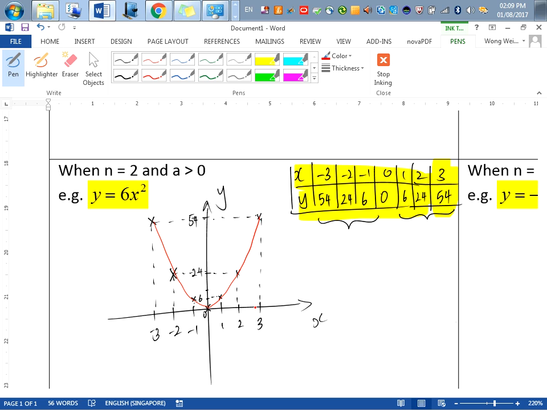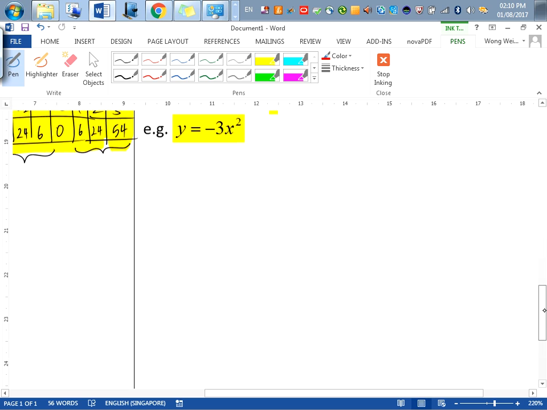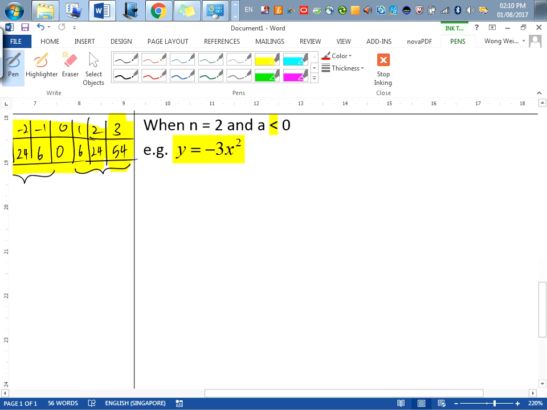My equation. I must write down the equation. y equals 6x squared. Can? Okay. Any questions? Then the last one. y equals -3x squared. What shape are we expecting? Shape. Parabola. Opening downwards. It's going to look like this.